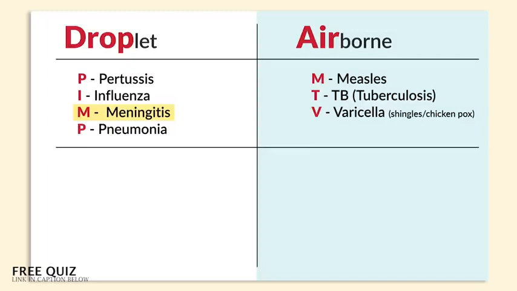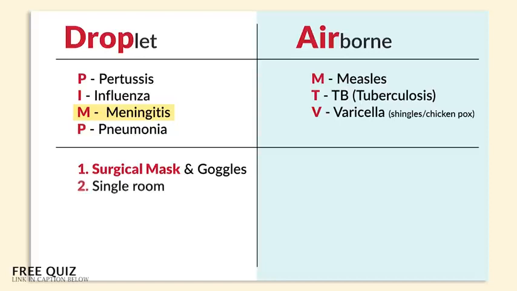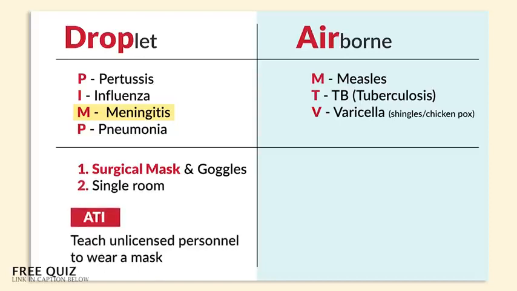Now, a lot of test questions come from PPE here, so write this down. For droplet precautions, number 1 is surgical mask and goggles, and number 2 is a single room. Now, ATI mentioned that we teach unlicensed personnel to wear a mask.